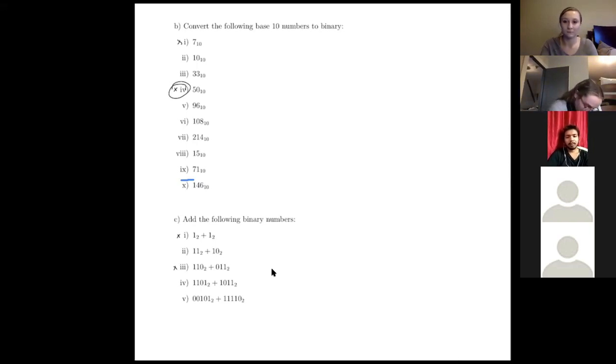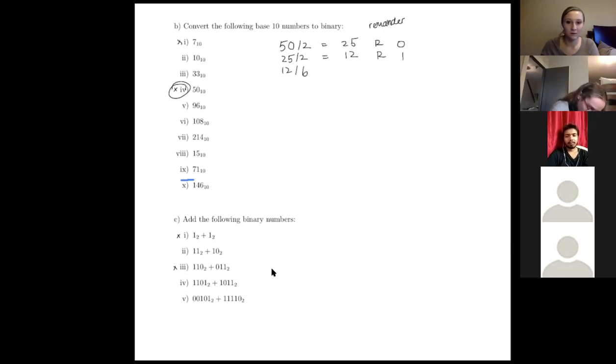So I start with my number, and I just keep dividing by 2, because binary is represented by powers of 2. So you're trying to find the powers of 2 that fit into 50. 50 divided by 2 is 25, and then I always write the remainder. So remainder 0. Then 25 divided by 2 is 12, remainder 1.